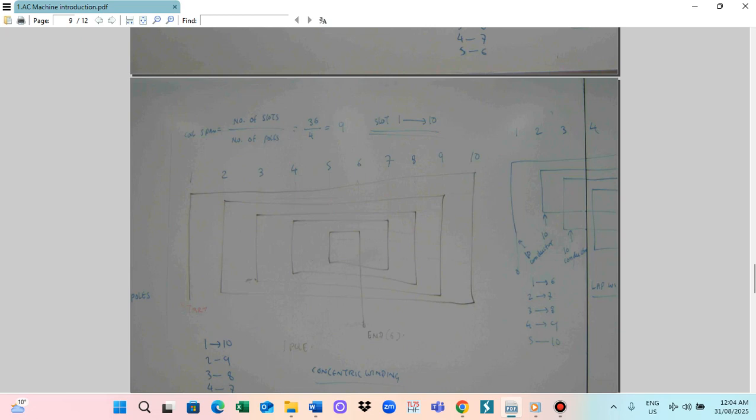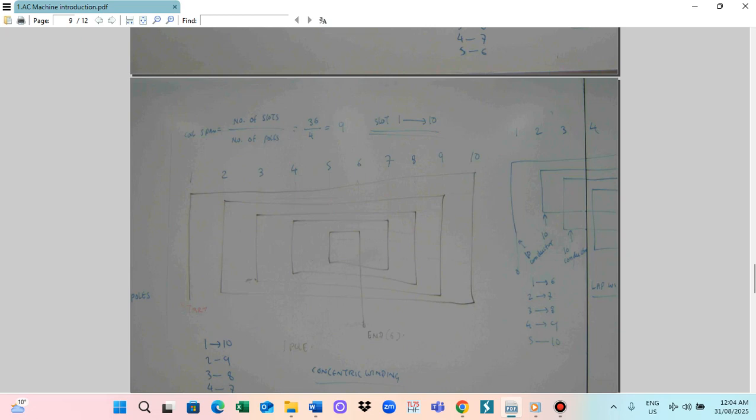So how does the motor winding go? The slots go as 1 to 10, and 2 to 9, 3 to 8, 4 to 7, and 5 to 6. This winding method we call concentric winding. Concentric winding means that all the coils share the same center. So this is concentric winding.